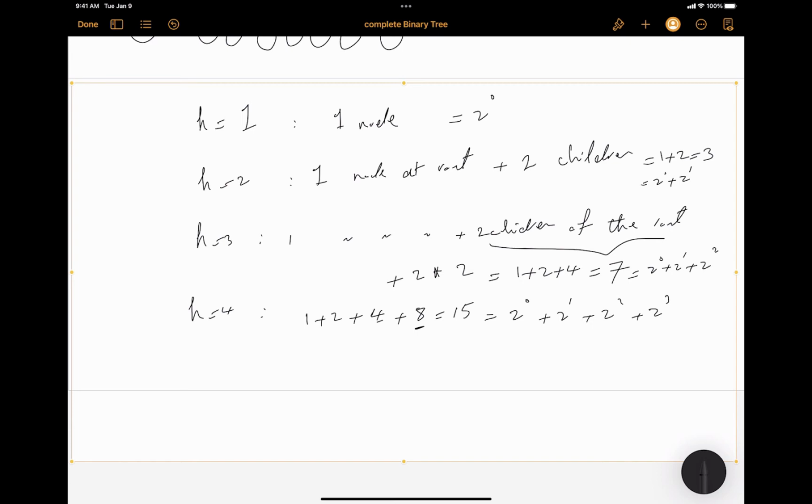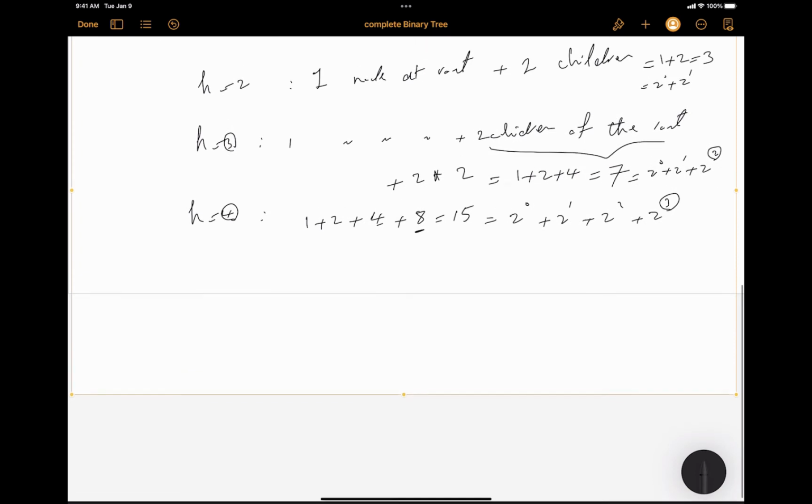So let's look at the highest power, or the degree of these expressions that we are writing here, and compare it with the value of h. As we see here, the highest degree is 3, which is exactly 4 minus 1. With the height equal to 3, the degree of the expression is 2, and it's exactly the height of 3 minus 1. So that's a pattern that repeats.